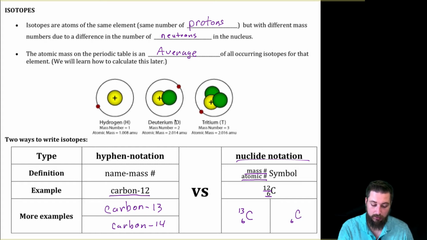And notice how they all have the same atomic number. It's just that their mass numbers are different. All right. So pause the screen, pause the video, and just take a look at those different notations. But let's go and move on.